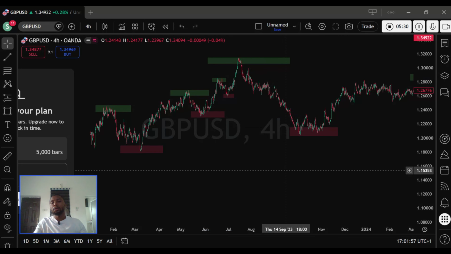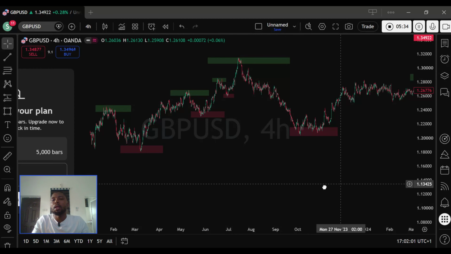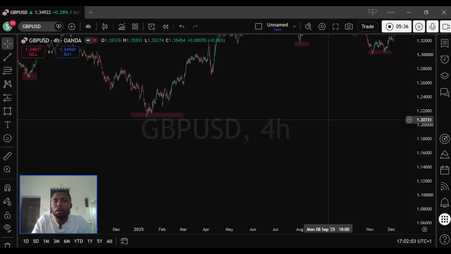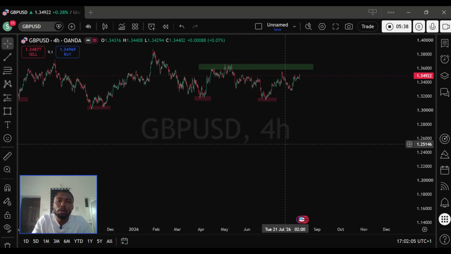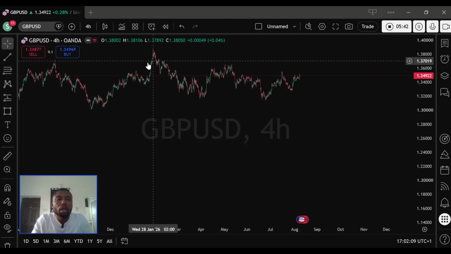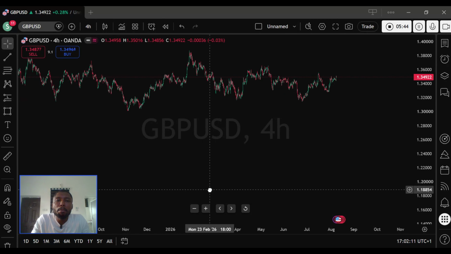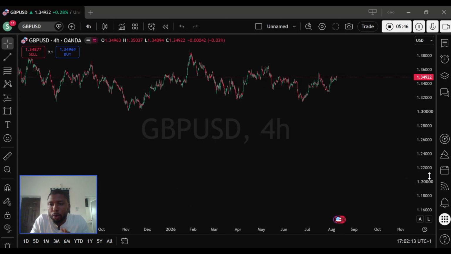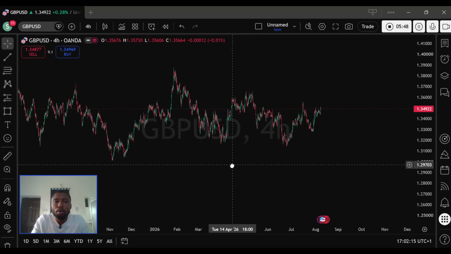That's basically it. So when we talk about support and resistance, this is what we mean. Now let's go down this way. Let me show you guys something. So we're going to take all of that off. Now, what makes a support or resistance level?